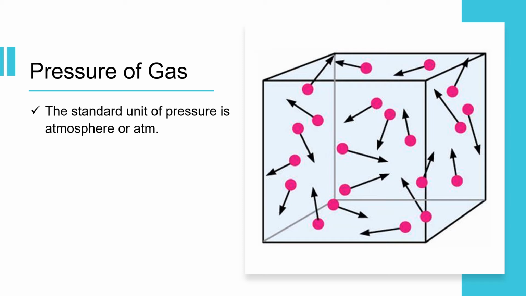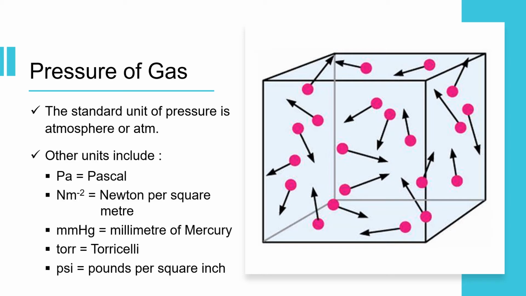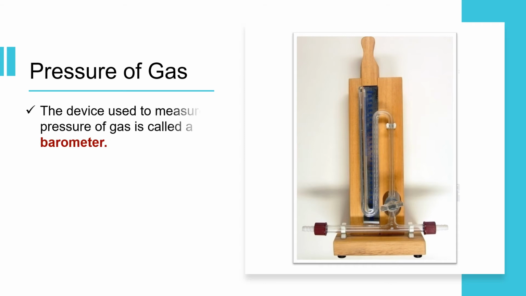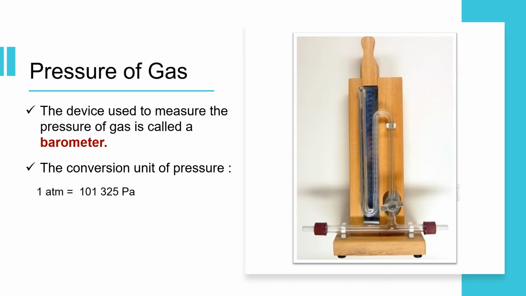The standard unit of pressure is atmosphere, or atm. Other units include all the following given. The device used to measure the pressure of gas is called a barometer. The pressure can be converted from atm into pascal, newton per meter squared, millimeters of mercury, and torr.